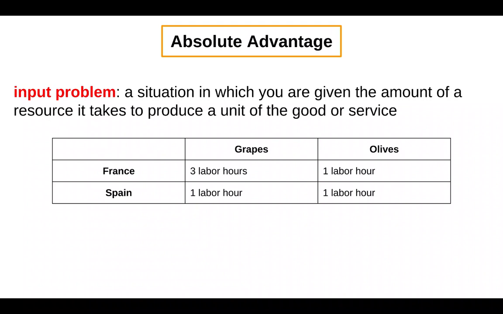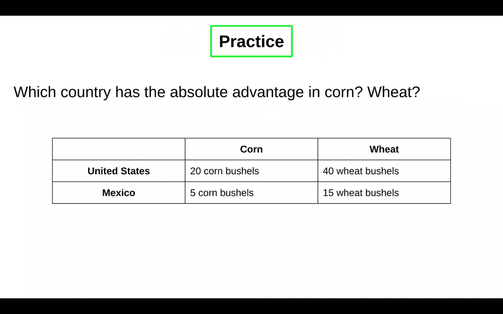So, with that in mind, let's do a little practice here. Back to the United States-Mexico table, which country has the absolute advantage in corn and which one has it in wheat? Take a second, pause the video, and see if you can figure it out, and then come back.